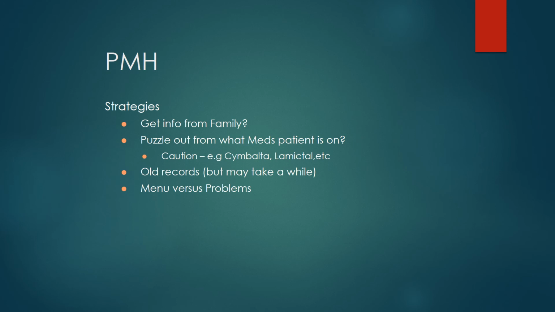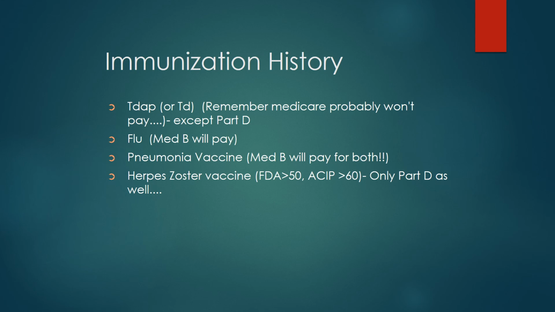You can look at their old records. Again, it takes a long time to really parse through those sometimes, as well as there's potential risk that other clinicians have jumped to conclusions, and those conclusions have just been carried continuously. Again, when you're doing history, you can try to do it as a menu, or you can actually go back and focus it on the specific problem that they've had.